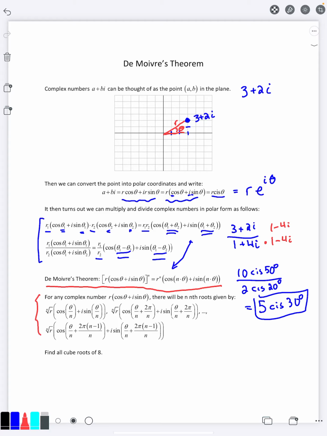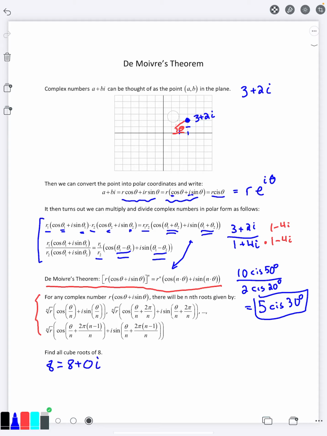So in this example, I say find all cube roots of 8. So whenever you're trying to find any roots, the first thing you want to do is rewrite this number in polar form. Now you might say, wait a second, 8 is not even a complex number. There's no i part, but there is. You can just think of it as 8 plus 0i.